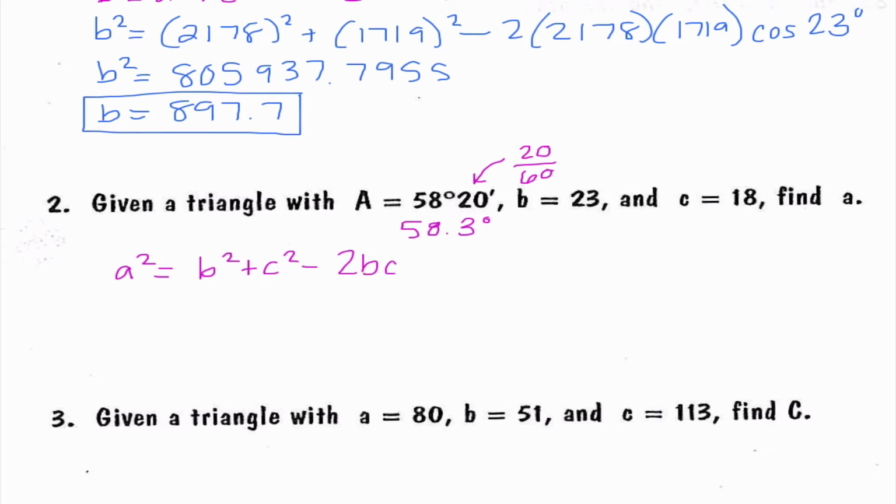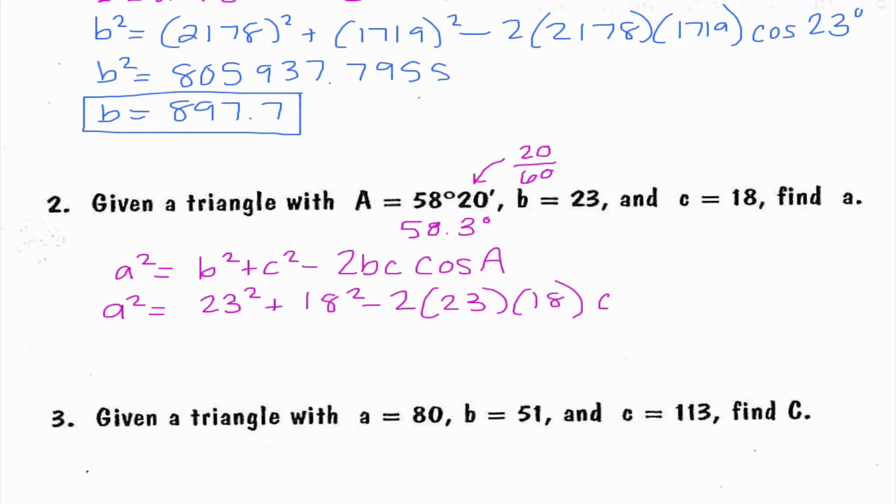Since we're finding side A, I'm going to write a squared equals b squared plus c squared minus 2bc times the cosine of angle A. So I have a squared equals 23 squared plus 18 squared minus 2 times 23 times 18 times the cosine of 58.3 degrees. Okay, and just like we did previously, we can type that into our calculator, and then when we square root that value, I end up getting 20.4.